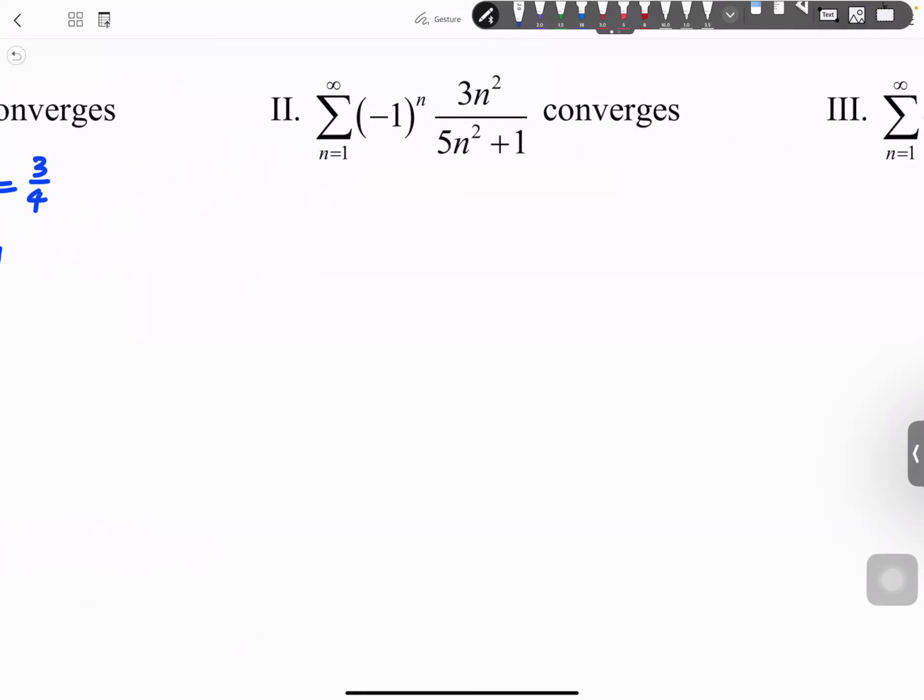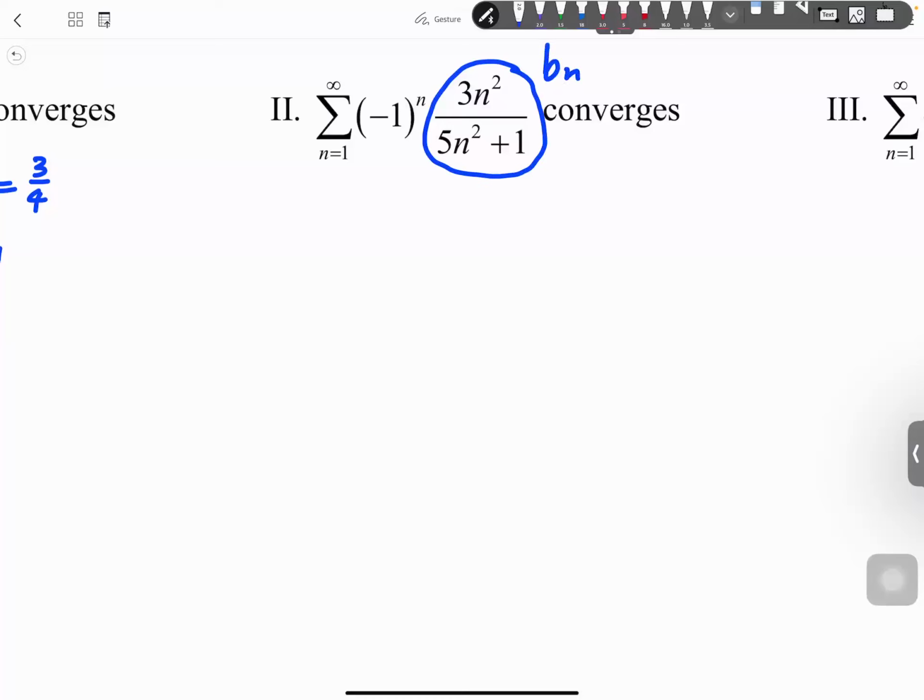Which test would you like to use here? Alternating series test. So the problem with the alternating series test, it's not a problem. We could use the alternating series test. All right, let's use the alternating series test. We need to check 2 things. So we need to check this piece right here. This is my sequence part, right?